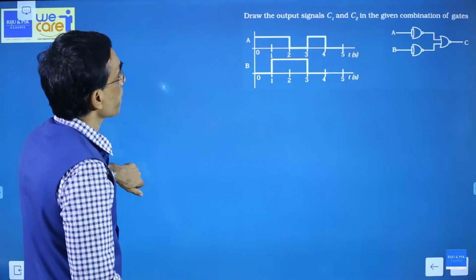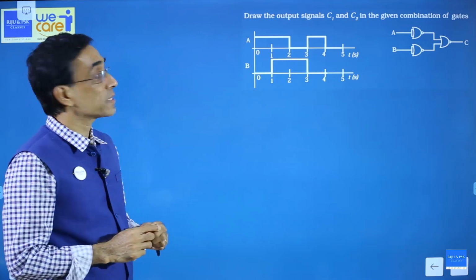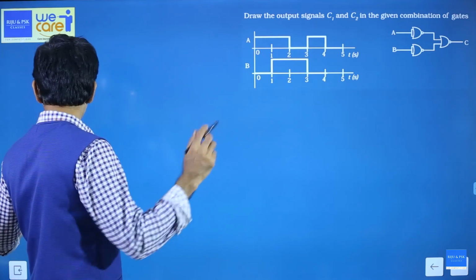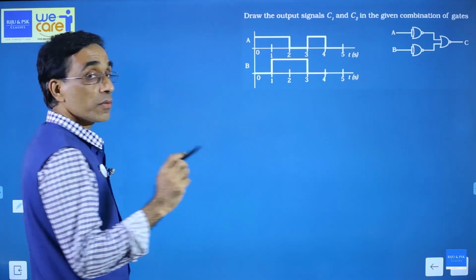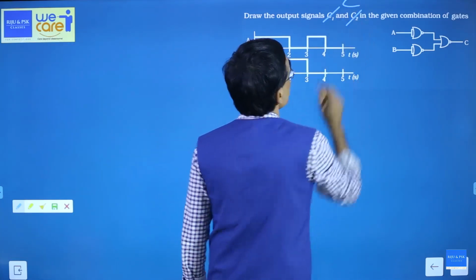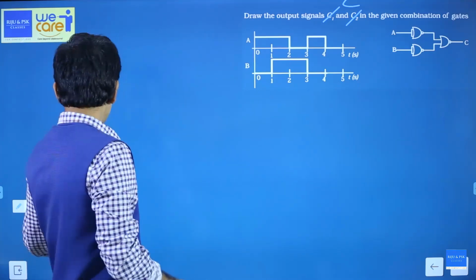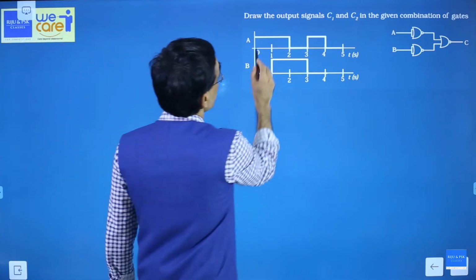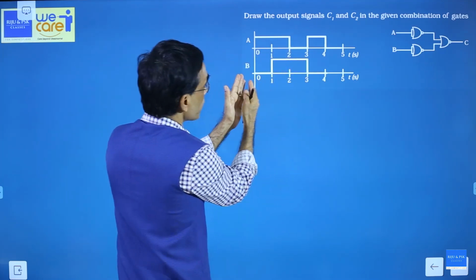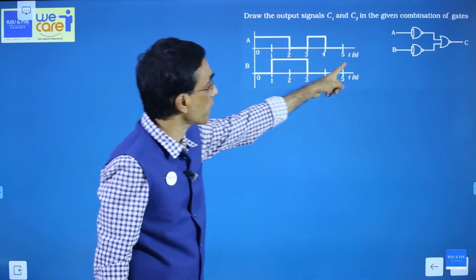Next one. Draw the output signals. Output signal C, not C1 and C2, because this is a question edited from the exemplar. So you don't have to use two of them. You just write C. What is the output C when the input is given in this form? See, the input given in this form, this means 1, this means 0.